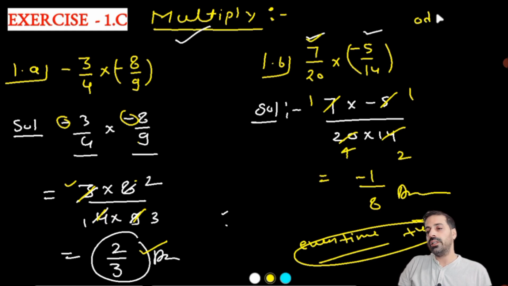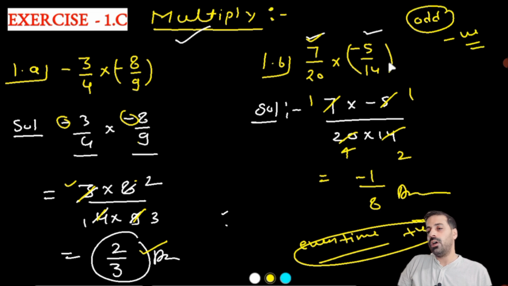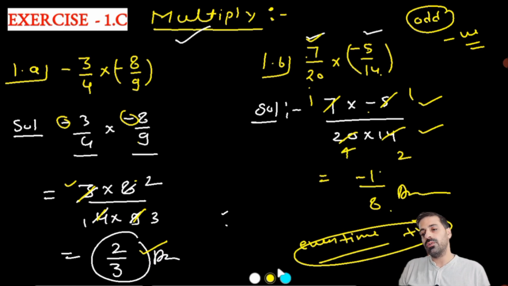So odd times multiply this. When odd times multiply, the answer will always be negative, so here I apply the negative sign. Now numerator 7 and numerator 5 multiply together, and denominator 20 and denominator 14 are multiplied together. Now we cancel out: 7 ones are 7, 7 twos are 14, 5 ones are 5, and 5 fours are 20. So finally we have 1 upon 8 as the answer.